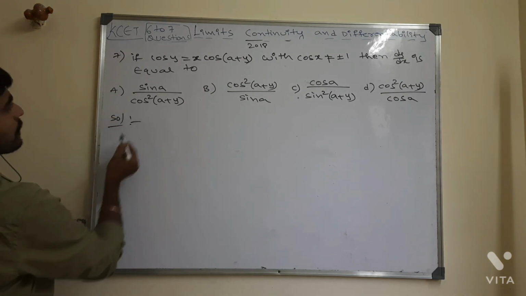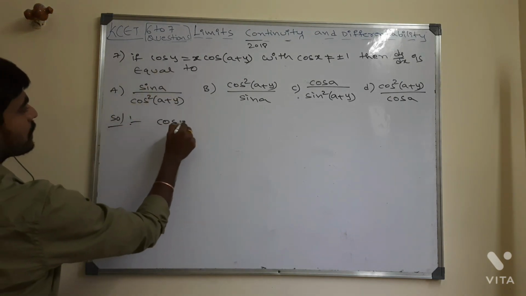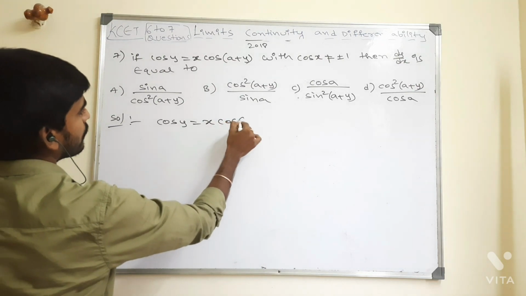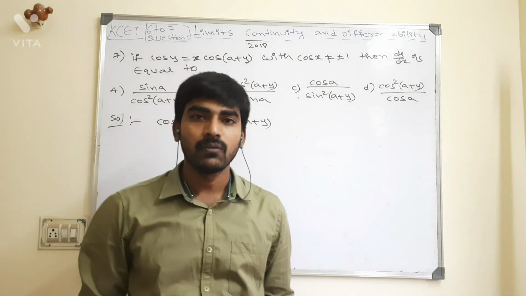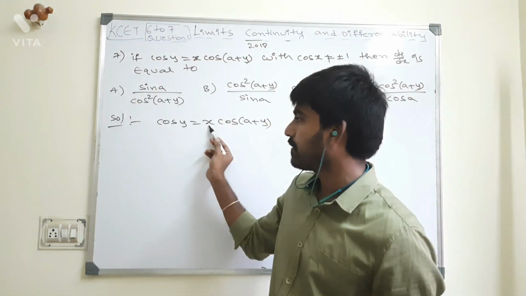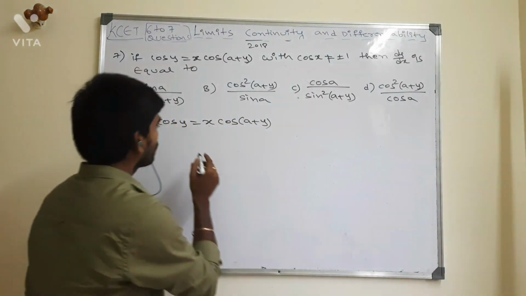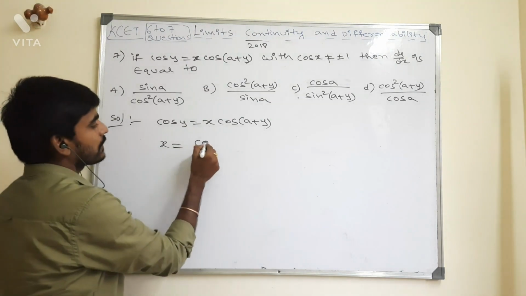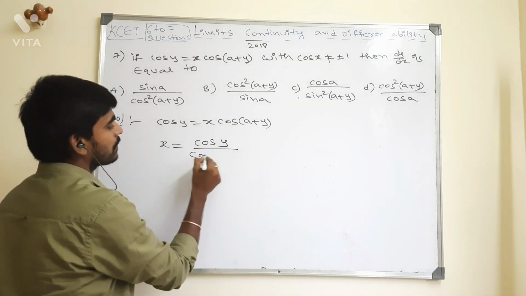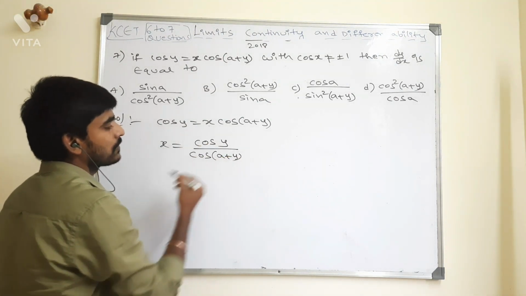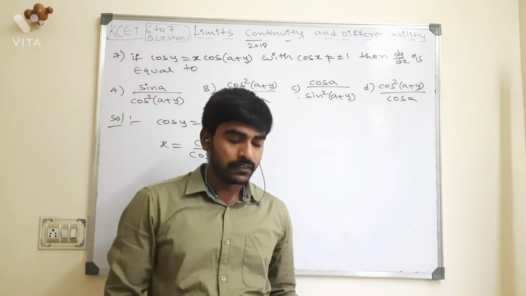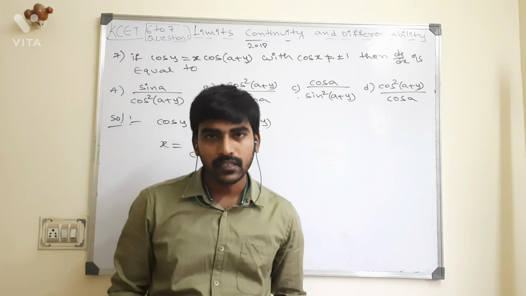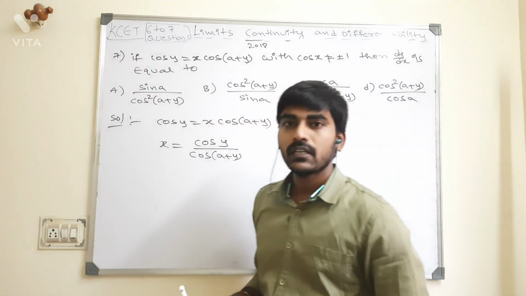Please find the value of x here. What I am telling you is to find the value of x. Okay, x is nothing but cos y by cos of (a plus y). Basically, every time I differentiate on both sides with respect to x, but now I am going to do differentiation on both sides with respect to y. Okay, right?